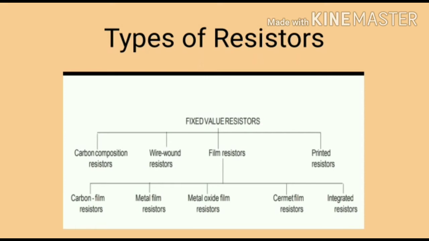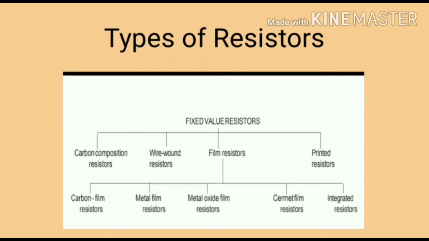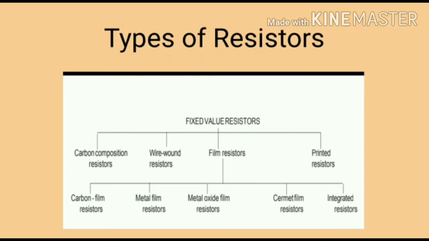Here, let us discuss about two types of resistors. One is fixed resistors and other is variable resistors. Fixed value resistors are those whose ohmic value is fixed. This value cannot be changed by the user.